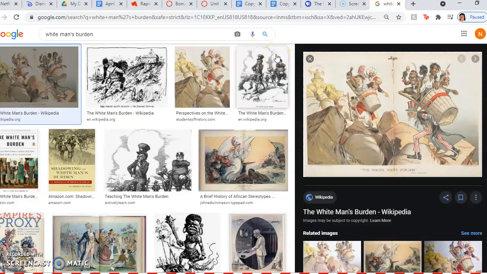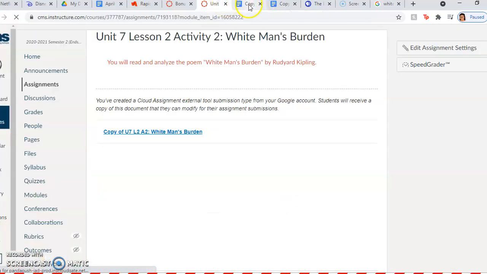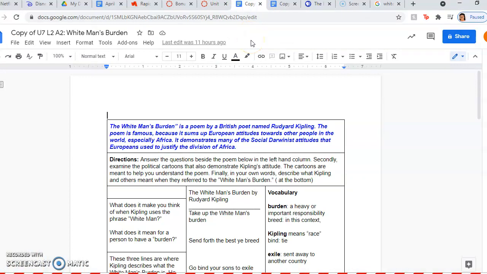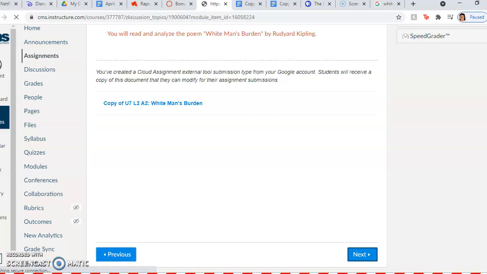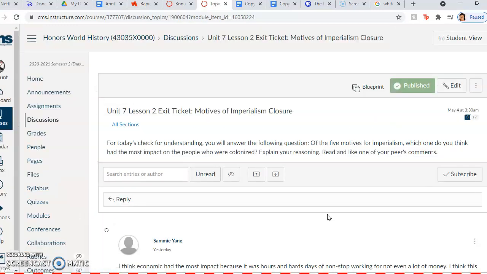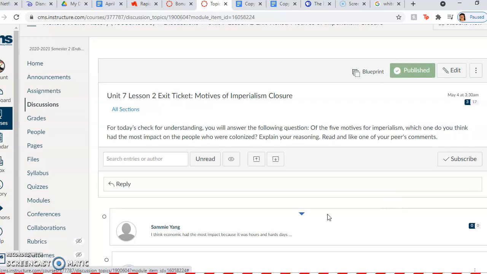That again is how we get to this concept of supremacy, with one group feeling that they were superior to others. I talked to you about Cecil Rhodes, and I also talked to you about King Leopold. And so the closure for this was the same thing. Which one of the 5 motives for imperialism had the most impact? Economic, ethnocentric, political, religion, exploratory, and here are your responses. Good job.